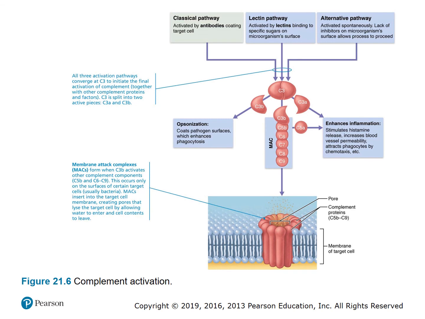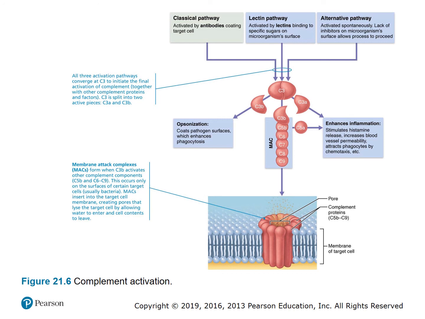Complement activation. So here are the three different pathways: the classical pathway, the lectin pathway, and the alternative pathway. All three pathways converge at C3 to initiate the final activation of complement together with other complement proteins and factors. C3 is split into two active pieces, C3a and C3b. Opsonization, remember, is the process when the pathogen is coated, and this enhances phagocytosis. That's due to the action of C3b.